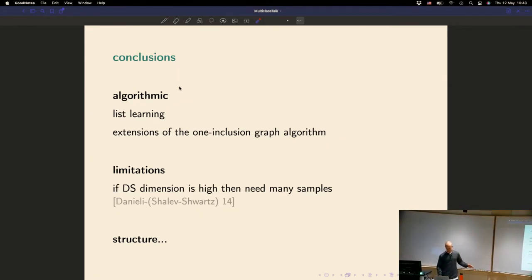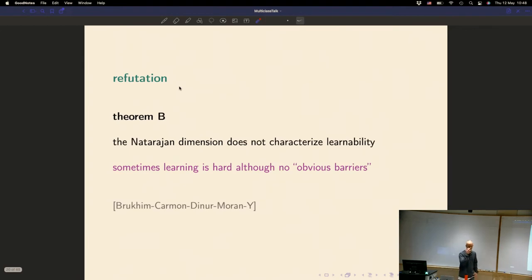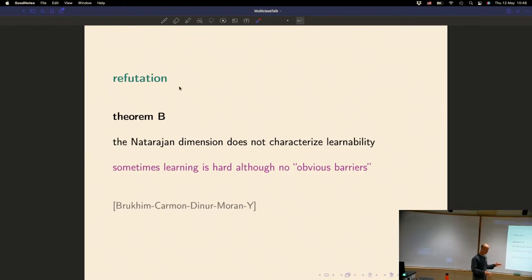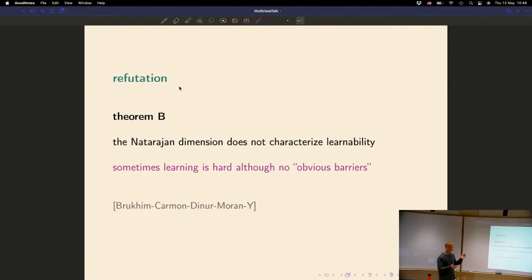Okay, so this is an analogy to the previous result. So this is one result. The second result is about finding the correct dimension. People searched for the correct dimension, and the only dimension that was left as unknown is the Natarajan dimension. This was from the 80s, and nobody knew if this is a good dimension or not.